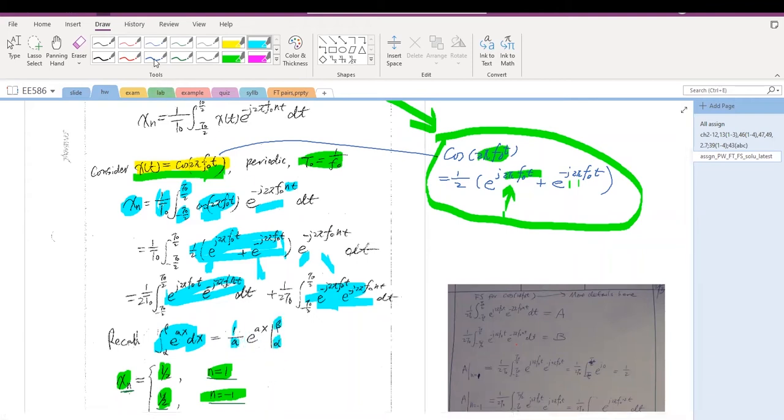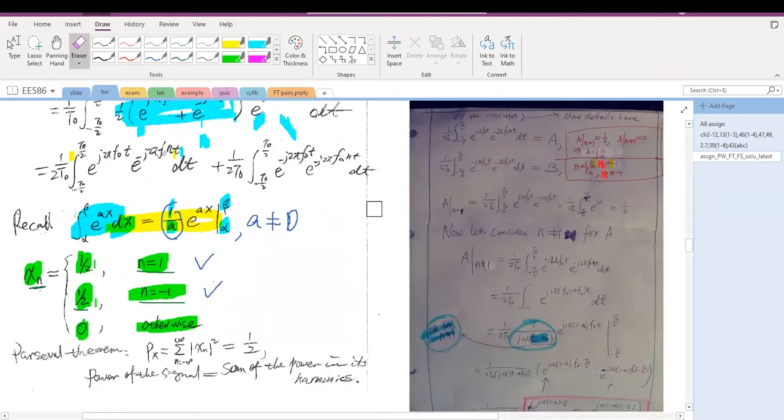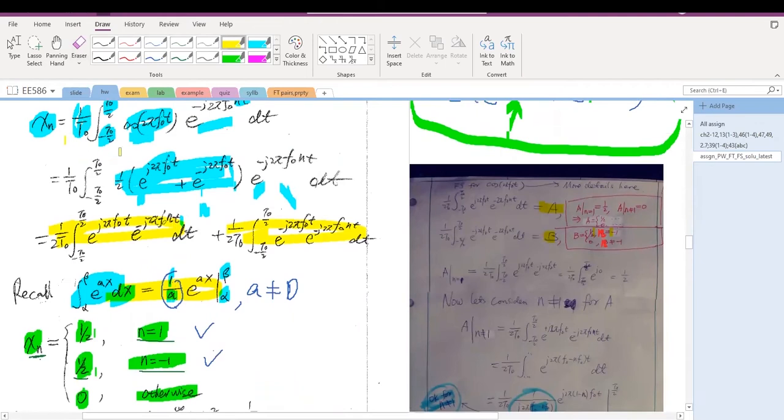This is on the condition of a not equal to 0. If a equals 0, we cannot put a into the denominator. So therefore, we need to consider n equals 1 and n equals minus 1 for both these terms. Here are some detailed steps to evaluate the Fourier series further. I denote this term as a and this term as b. So therefore, the Fourier series is a plus b.